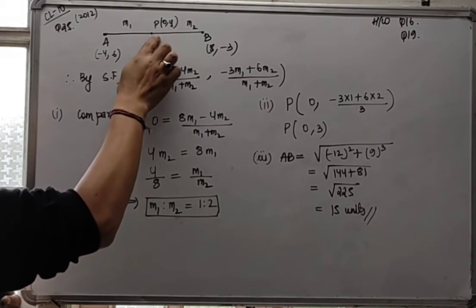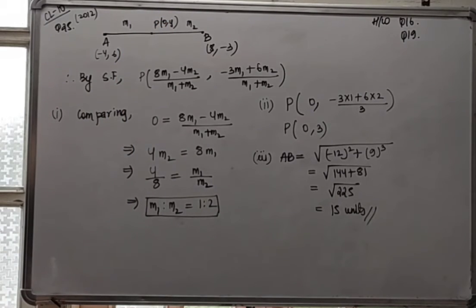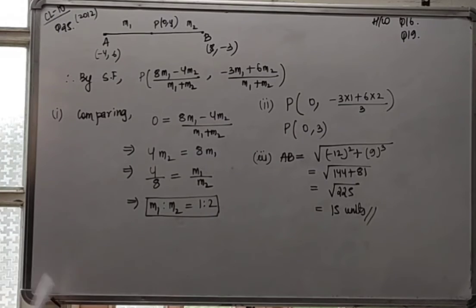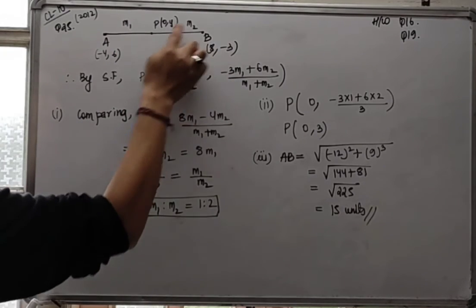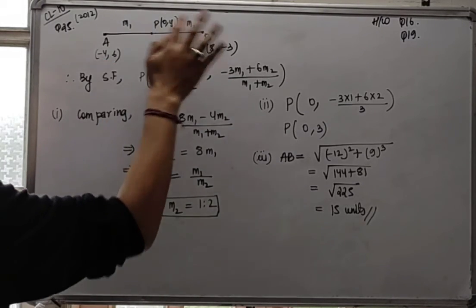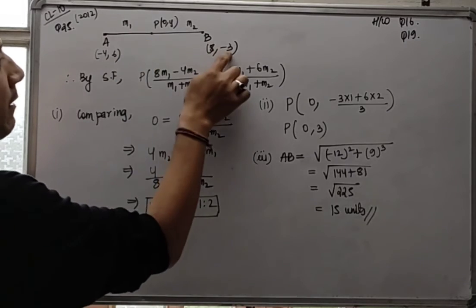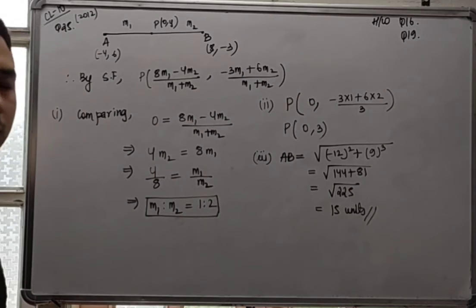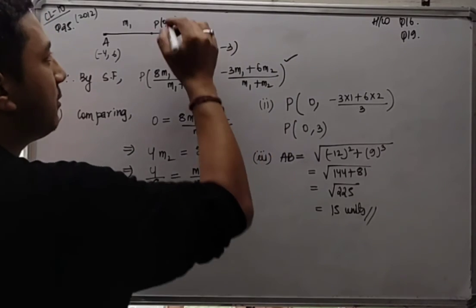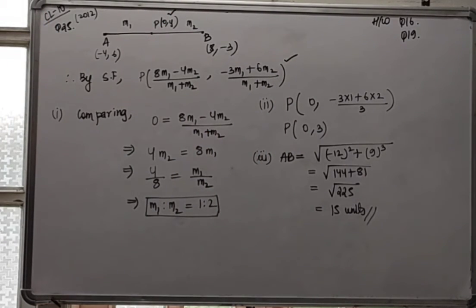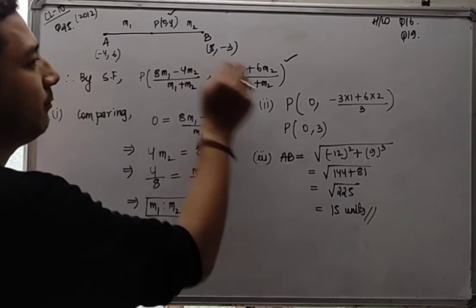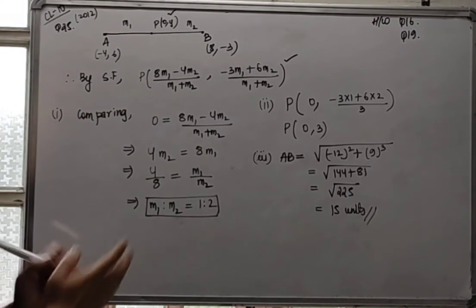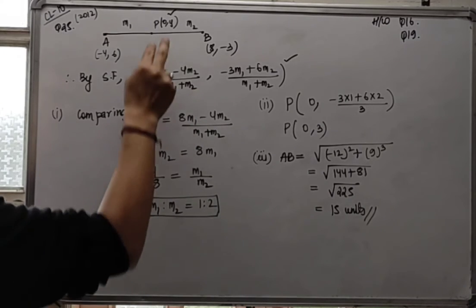So this is the coordinates of P according to the question. If I use the section formula, I'll be getting this, no doubt boys, very easy. (8m1 minus 4m2) divided by (m1 plus m2), comma, (minus 3m1 plus 6m2) divided by (m1 plus m2). Okay, so this is your P as well as this is your P. So now look at the coordinates and tell me which is easy to compare, either abscissa or ordinate. Obviously the abscissa, because this is equal to 0.